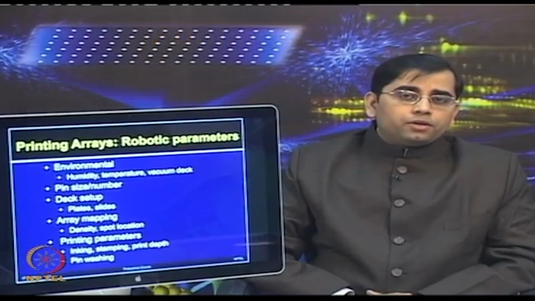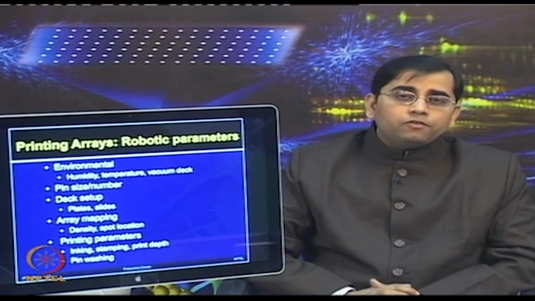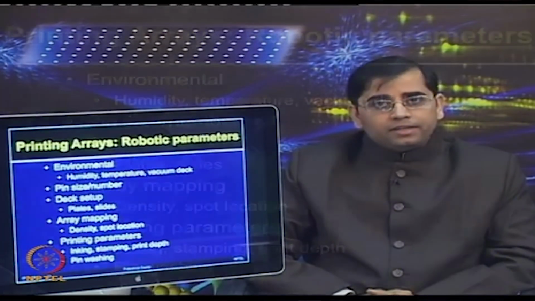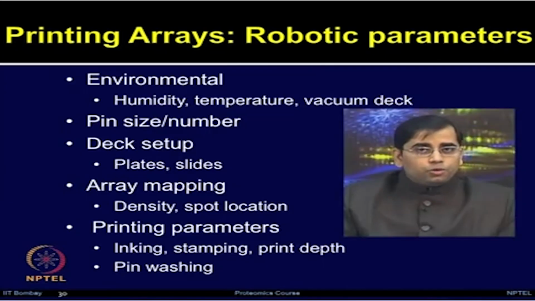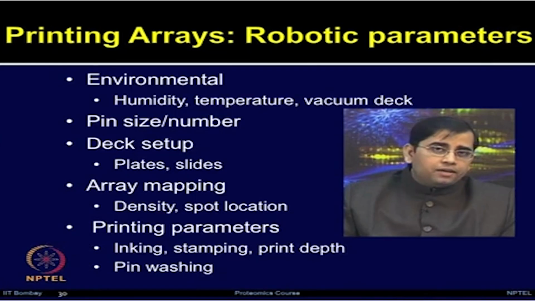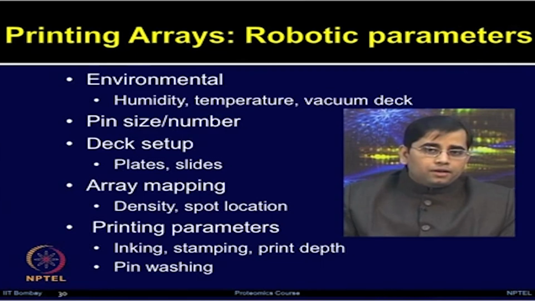Now, one needs to ensure different types of robotic parameters are in place. For example, environmental conditions such as humidity, temperature, and vacuum check, all these things need to be ensured before you place your plates for printing. The pin size and the number of pins, again depending on the density which you want to achieve. How you want to set up the deck for printing, whether you want to use the plates, the slides, and how many slides you want to use. Again, it depends on different types of arrays which are commercially available. One can use a large number of slides.